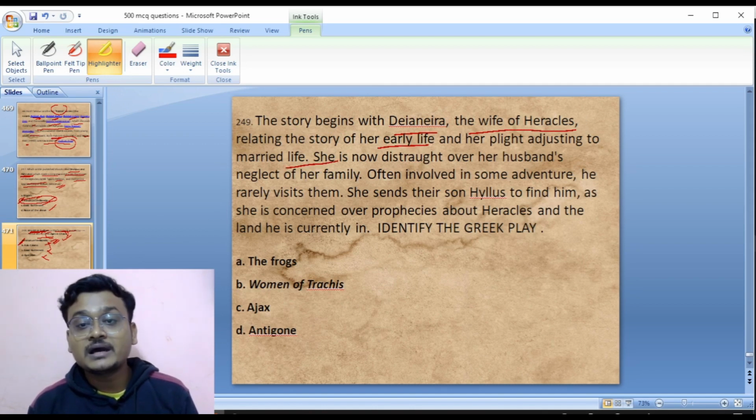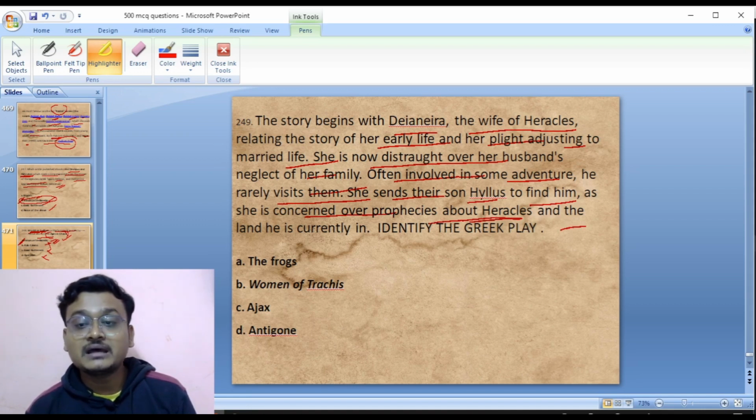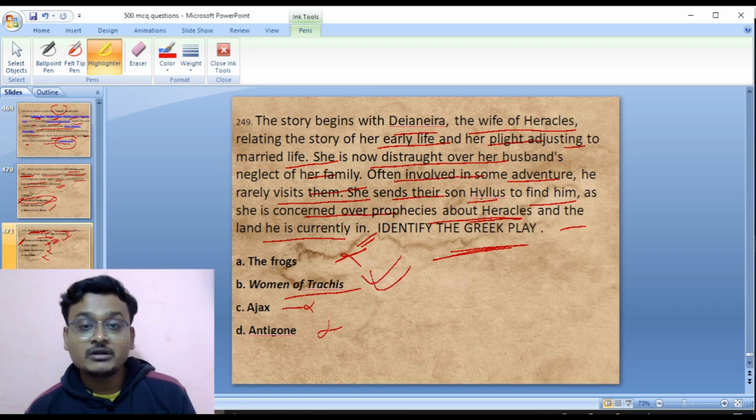Next question. The story begins with Deianira, the wife of Heracles, retelling the story of her early life and her plight adjusting to married life. She is now distraught over her husband's neglect of the family, as he is often involved in some adventure. He rarely visits them. She sends their son Hyllus to find him, as she is concerned over prophecies about Heracles and the land he is currently in. So identify the Greek play. The Frogs, no. Women of Trachis, Ajax, Antigone, no. So it is Women of Trachis. B is the right answer here.